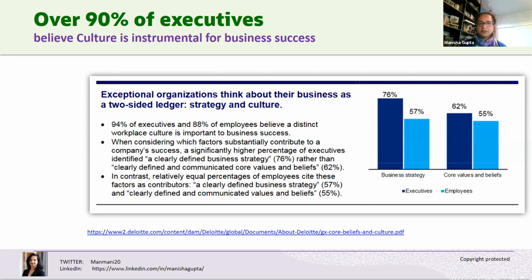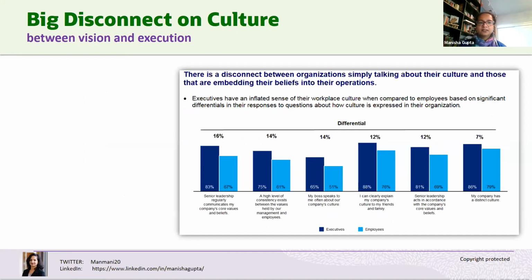So more than 90%, as you can see, the dark blue is executives, the light blue is employees. They did a survey, right? And what Deloitte found out was more than 90% of the executives believe culture is instrumental for business success, which seems logical. The key though is that there is a big disconnect when it comes to culture, right? So again, the dark blue is executives and the light blue is employees. And what you can see here is that at some of the questions, senior leadership regularly communicates my company's core values or whatever. These are engagement surveys, you might have done it.